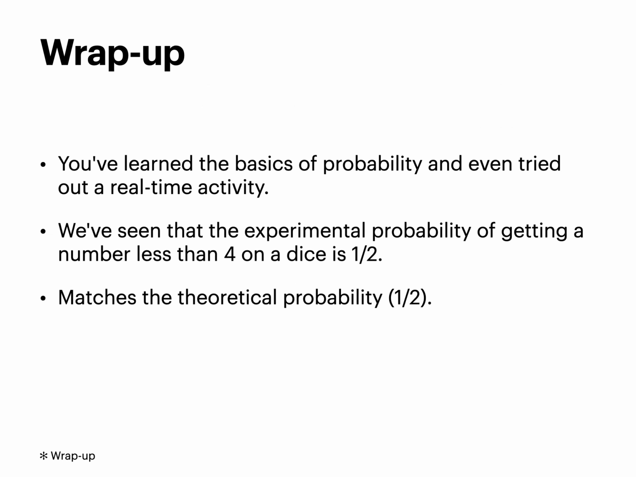Wrap up. So we have learned the basics of probability and even tried out a real-time activity. We saw that the experimental probability of getting a number less than 4 is 1 by 2, which matches the theoretical probability.